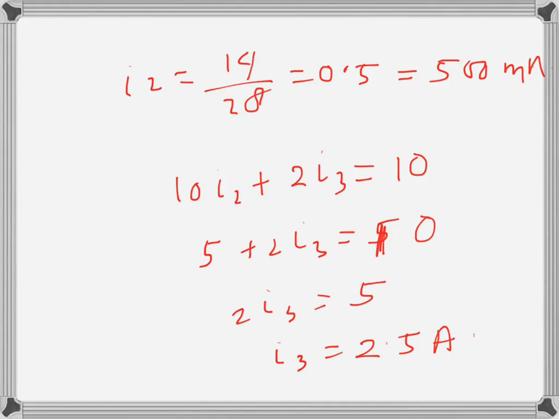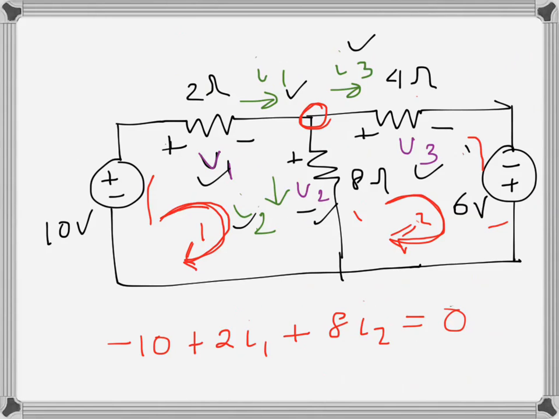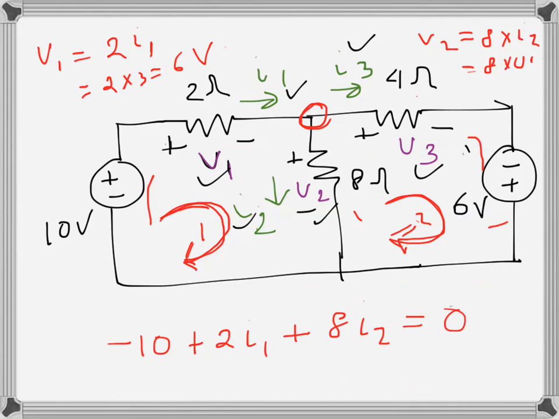And once we have them, we can find the V1, V2 and V3 easily. So V1, if we go to the original equation, we can see that V1 is equal to 2 into I1, which is 2 into 3, that's 6 volts. V2 is 8 into I2, which is 8 into 0.5, which is 4 volts.